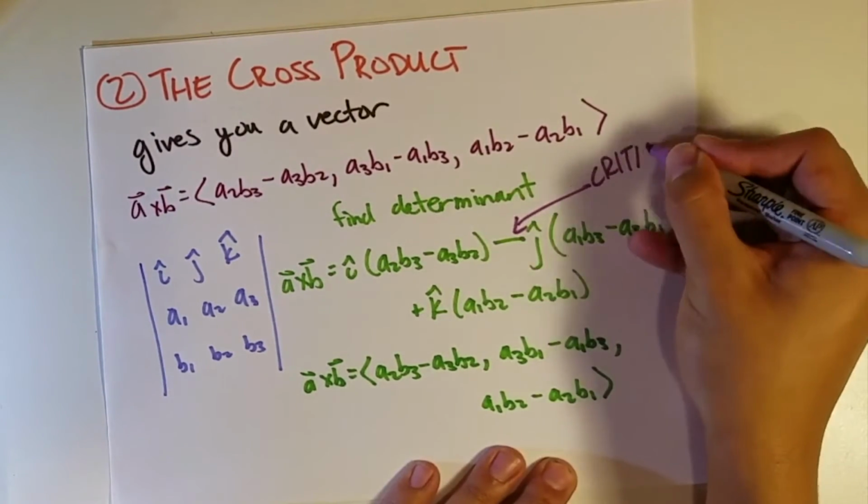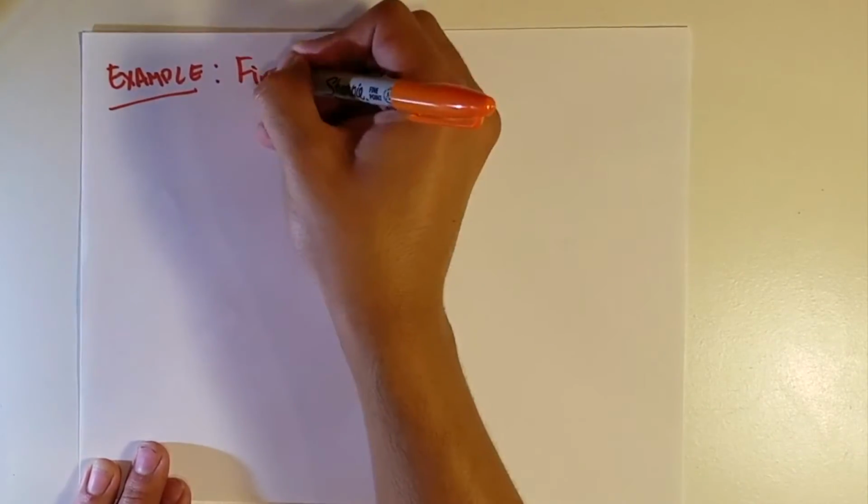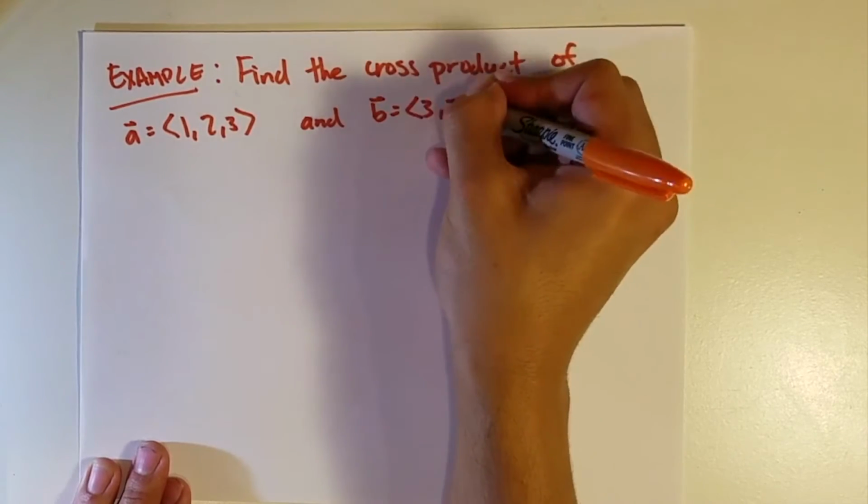Make sure that you remember this subtraction sign. It is very important. Now that we have an easy way to remember the cross product, let's do an example together. Find the cross product of (1, 2, 3) and (3, 2, 1).